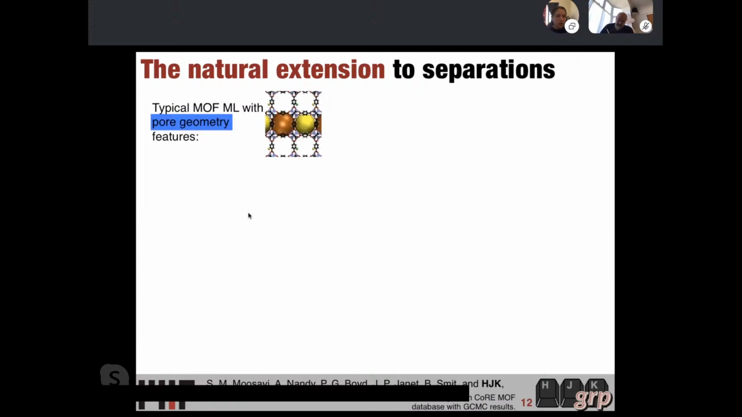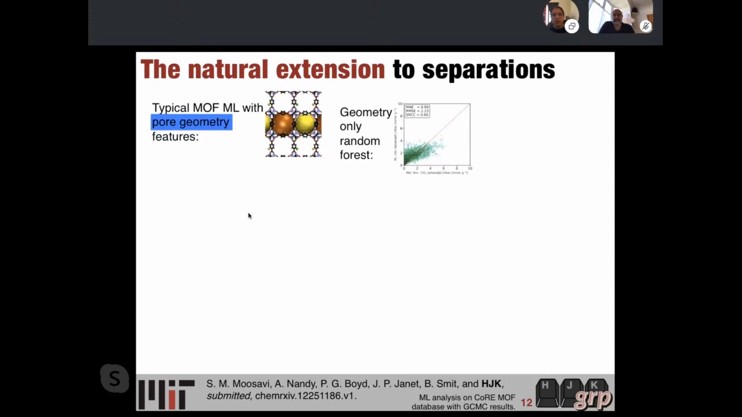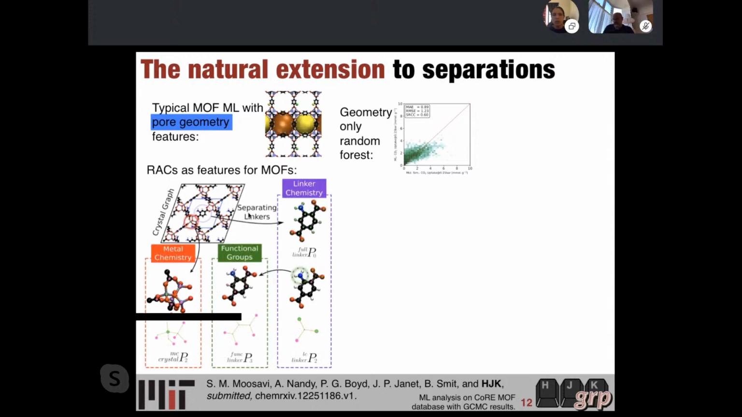Another example, this one is on ChemRxiv as of last week, is that we can naturally also extend this to separations in periodic materials. I won't go into too much detail here, except to say the typical approach in the MOF community is to use only geometric information. What we did was extend RACs to periodic materials in MOFs by developing domains that maintain the chemistry associated with the MOF. So we built RACs centered around the metal, RACs for the functional groups on the metal, as well as RACs for the linkers in the MOF. And to that, we added the typical pore geometry descriptors a lot of people use.